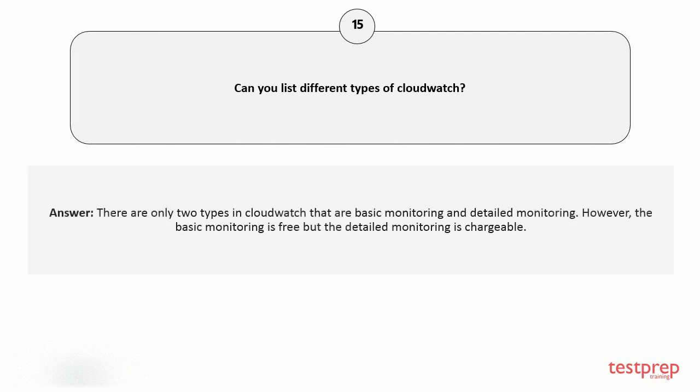Question number 15. Can you list different types of CloudWatch? Your answer is: there are only two types in CloudWatch that are basic monitoring and detailed monitoring. However, the basic monitoring is free but the detailed monitoring is chargeable.